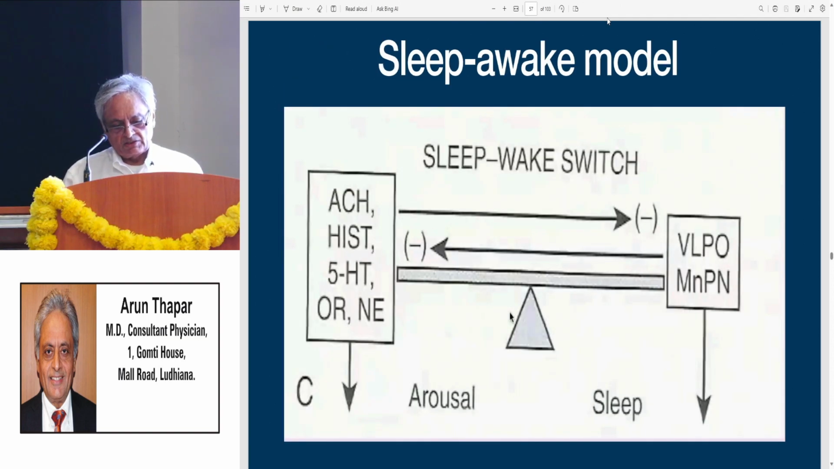Again, a sleep-wake switch is like a switch. On one side there's acetylcholine, histamine, 5-hydroxytryptamine, orexin, and norepinephrine, and on the other side the ventrolateral preoptic area, VLPO, and the sleep sets in. So it's a switch, it's a balance. If on one side you have the hormones, on the other side there's a depressing effect.